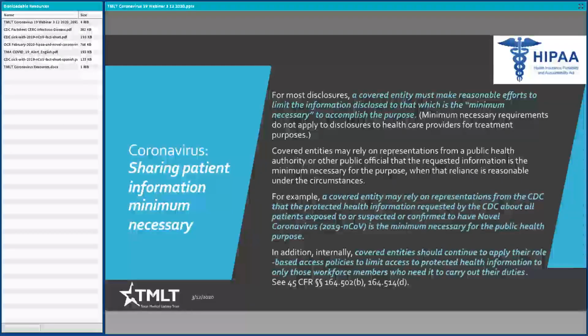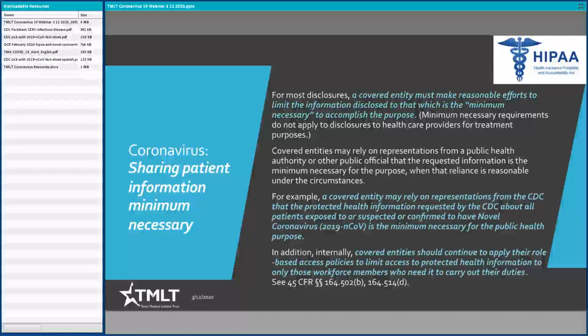It's always in your HIPAA best interest to not even acknowledge that the patient is a patient of your practice. As with any disclosure, we would encourage you to limit the disclosure to the very minimum amount necessary to accomplish the purpose.